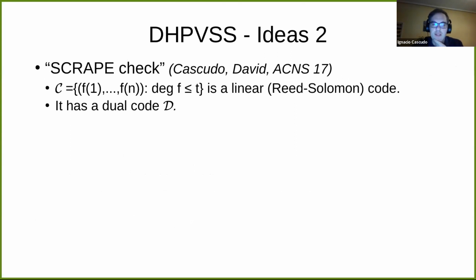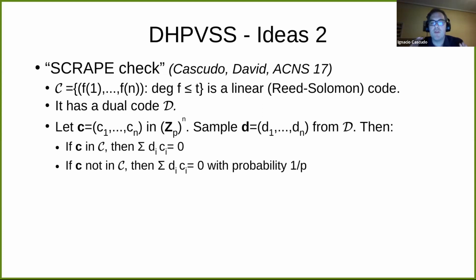The idea is that in order to test that something is a correct sharing in Shamir's scheme, you can notice that the set of all correct sharings is a linear code, so it has a dual code. And whenever you have a vector of n elements, in order to test that it is a correct sharing, you could sample an element at random from the dual code and take the inner product. If the vector C is in the code, then the inner product will always be 0. If it's not in the code, then it will be 0 with very small probability.